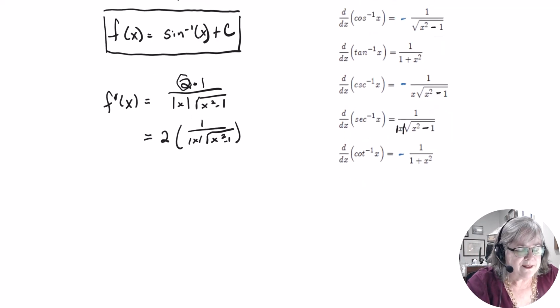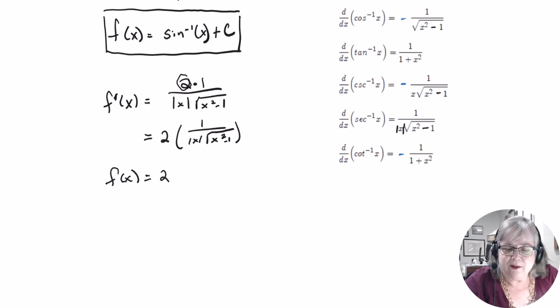So it'll make more sense in the next video. All right, so here we go. So this is 2 then, and 1 over the absolute value of the square root of x squared minus 1 is the inverse secant of x. Don't forget the plus c.